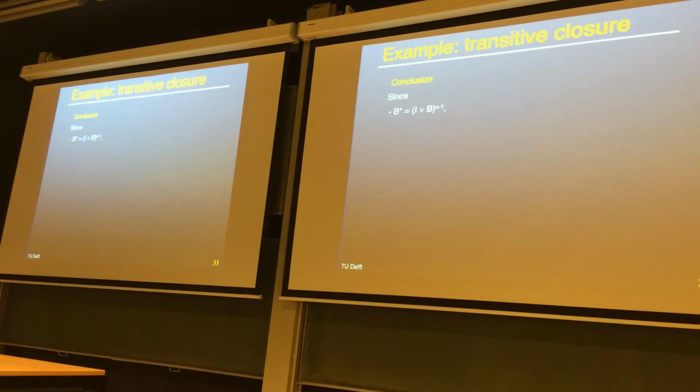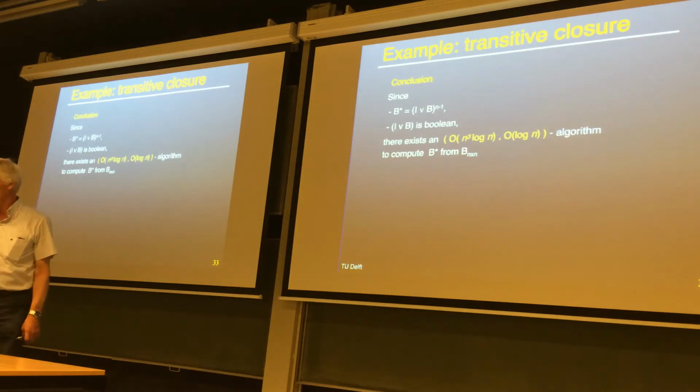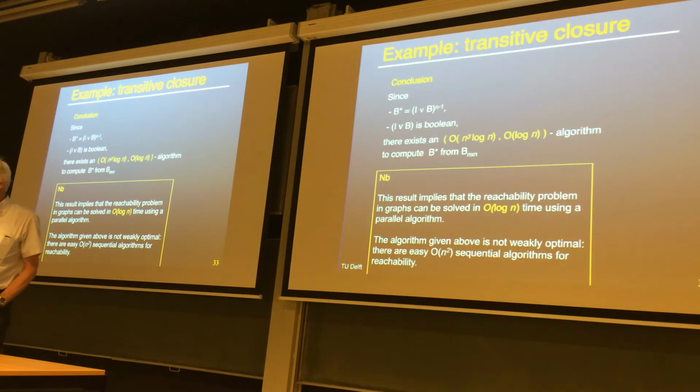So the conclusion now is that since B star equals I or B to the power n minus 1, and I or B is Boolean, we now have a result that there exists an algorithm with O(n to the power 3 times log n) work and O(log n) time to compute B star from B. And hence the reachability problem, if you concentrate on parallel algorithms, can be solved in O(log n) time using a parallel algorithm. And that's quite fast.